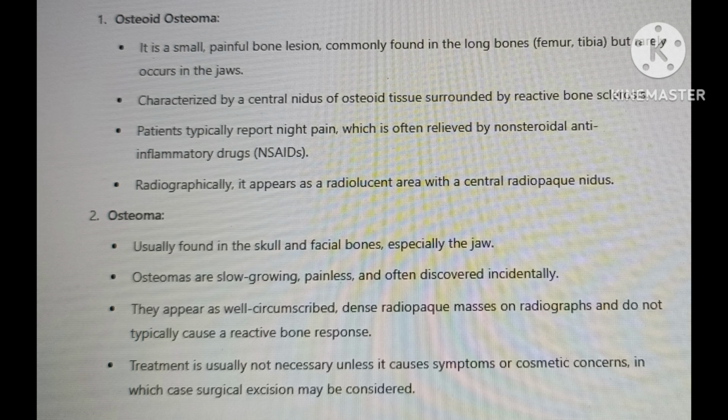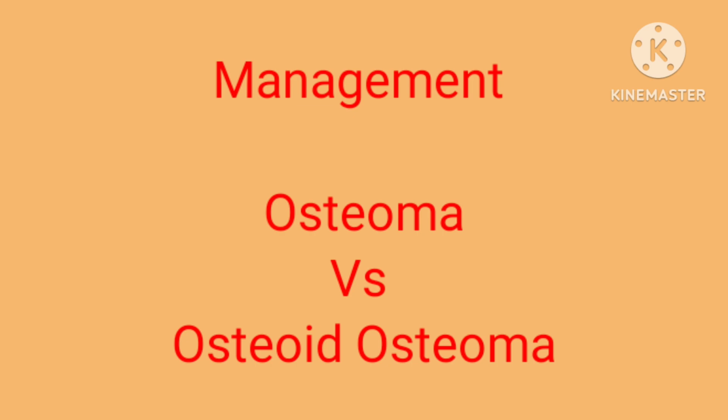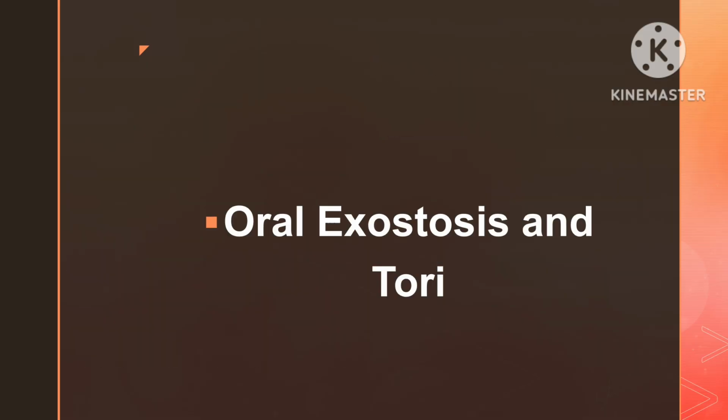Radiographically, osteoid osteoma presents as a central core known as a nidus, which is surrounded by reactive bone, creating a mix of radiolucent and radiopaque areas. Unlike osteoid osteoma, osteomas lack the central nidus and don't typically cause a reactive bone response. For treatment, osteoid osteomas are often removed surgically, while osteomas may only need monitoring unless they become bothersome.